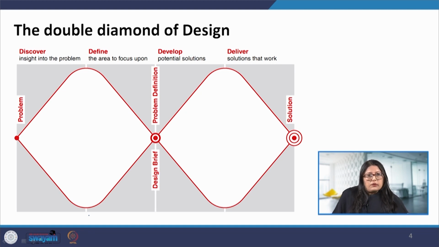So, in the first step, which is the discover, we can see how the diamond is opening up, that means we are now diverging into the area. So, here we explore the problems, and the main purpose is to find the root cause. That is something that we will be able to find and define at the end of this phase. So, there are certain methods that are used. I will mention just a few.